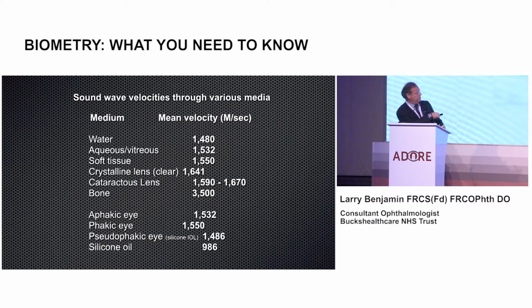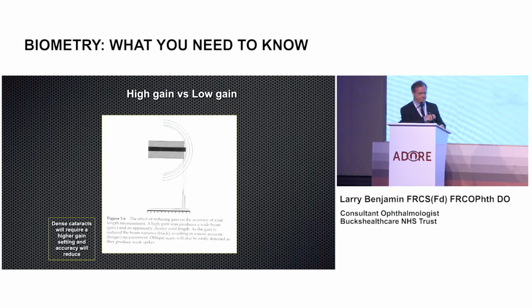Also, what's important, at the bottom you'll see silicon oil. If you have a silicon oil-filled eye, the velocity is much slower, and the machine will therefore think the eyeball is much longer because it's taking longer for the sound to get there and back, and you'll get artificial hypermetropia as your result. So really important to know these figures and take them into account.